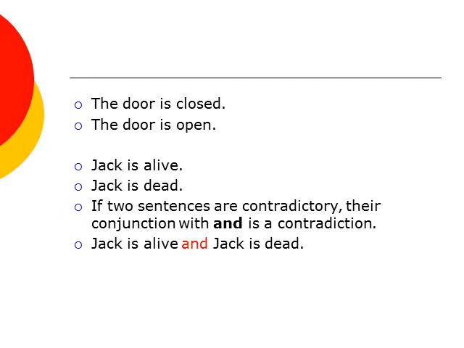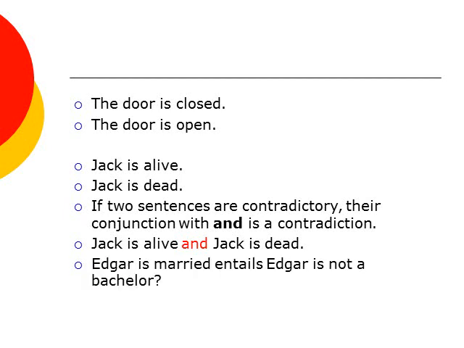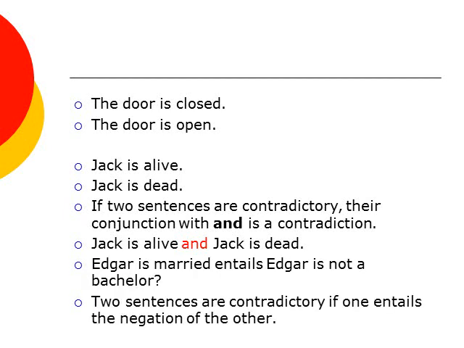We can also determine if two sentences are contradictions if one entails the negation of the other. So the door is closed entails that the door is not open. Jack is alive entails that Jack is not dead. So two sentences are contradictory if their conjunction with "and", or any other conjunction, is a contradiction, and they are contradictory if one entails the negation of the other.